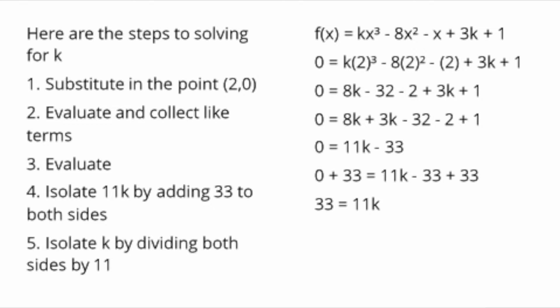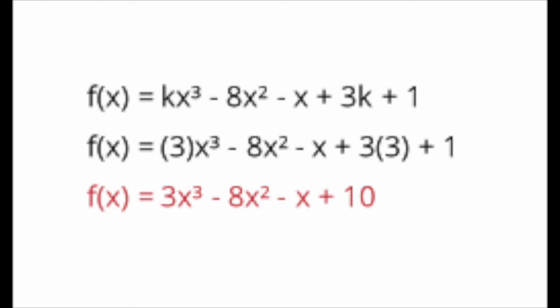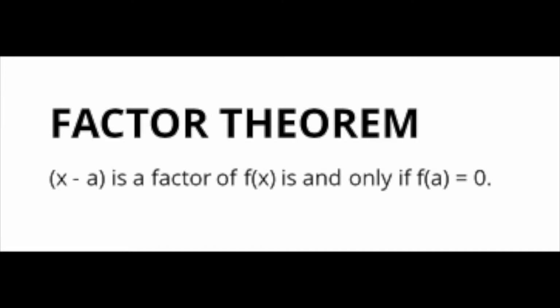I am then going to isolate 11k by adding 33 to both sides. Then I'm going to isolate k by dividing both sides by 11 to get an answer of 3. Now that I know the k value, I am substituting it back into the equation. So I'm left with 3x cubed minus 8x squared minus x plus 10. Now on to step 2.